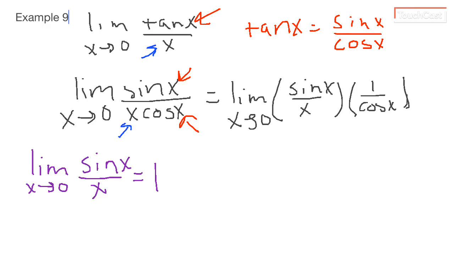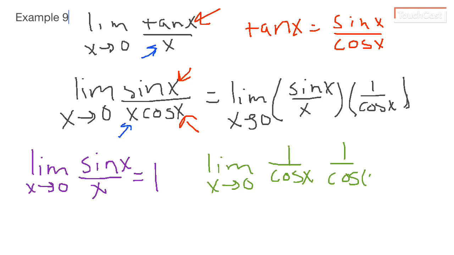Let's now find the limit of 1 over cosine of x as x goes to 0. And if we use direct substitution for this, we'll have 1 over cosine of 0. And the value of cosine, when our measure is 0, is 1. So this is going to be 1 over 1. You can confirm that using your unit circle. And that's just going to be 1.